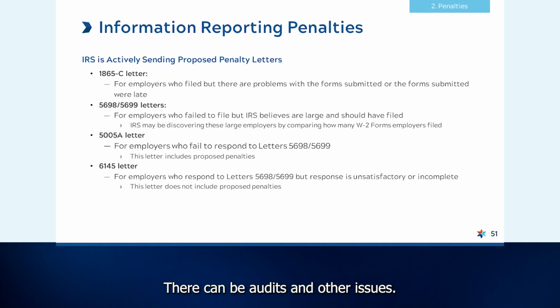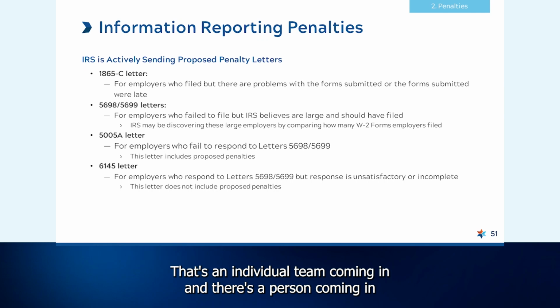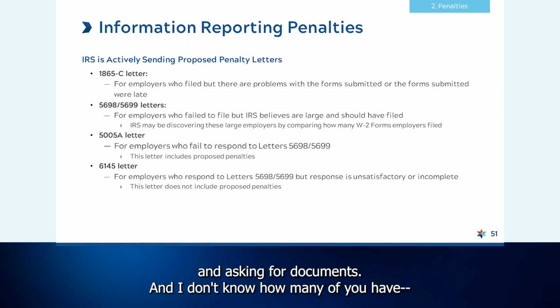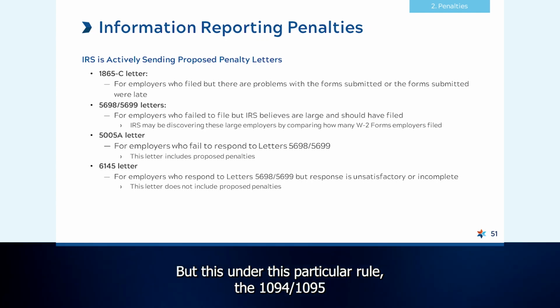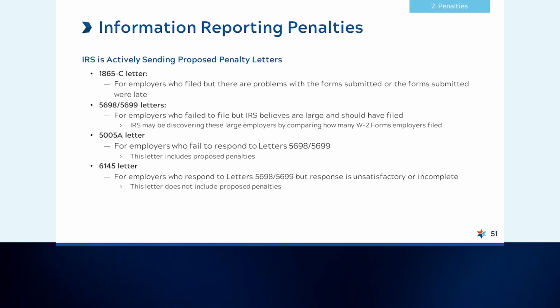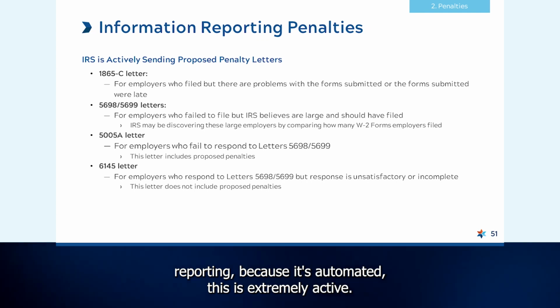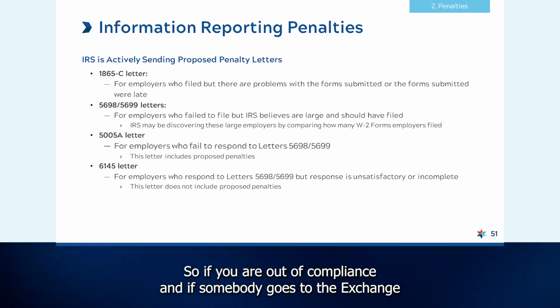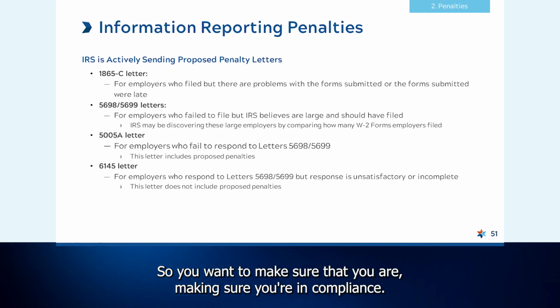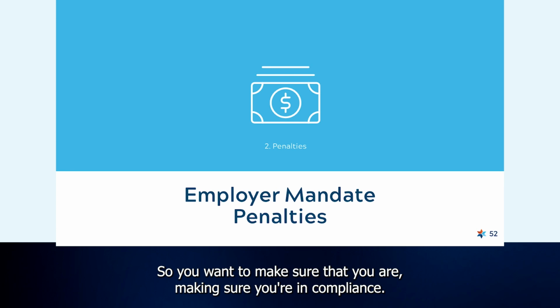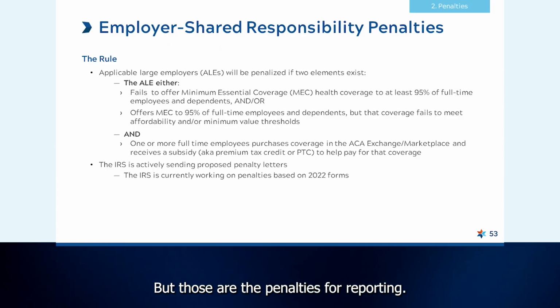There can be audits and other issues, but DOL audits are different. That's an individual team coming in, and there's a person coming in and asking for documents. And I don't know how many of you have had that audit before, but that's not fun. But under this particular rule, the 1094, 1095 reporting, because it's automated, this is extremely active. So if you are out of compliance and if somebody goes to the exchange to get a subsidy, which will trigger the penalty, you will be getting a penalty letter. It's not like you will fly under the radar. So you want to make sure that you're in compliance. But those are the penalties for reporting.